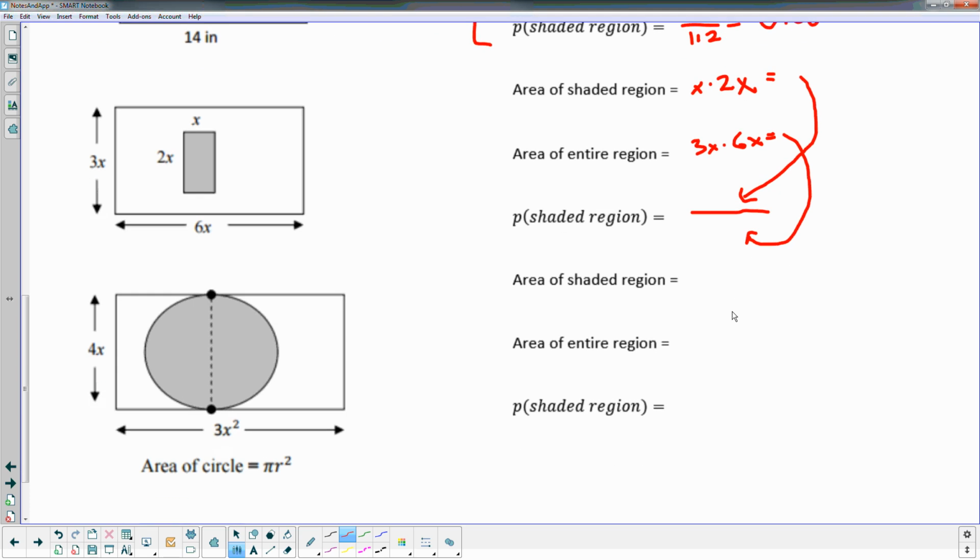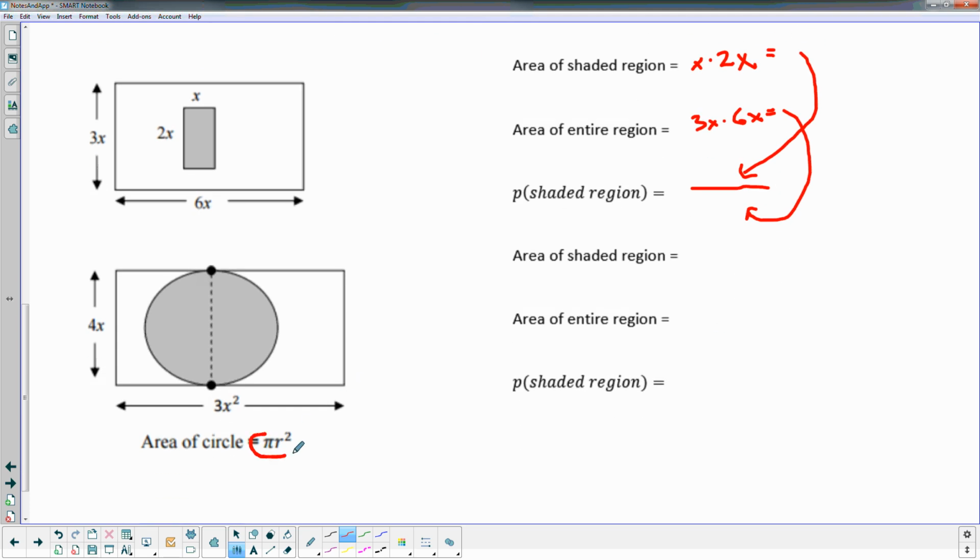And then the last one, the only other thing you need is the area of the circle formula. And that's going to make it a little bit cumbersome. It's going to make it a little bit difficult, but it'll be okay. The big thing you want to know is that this r is the radius, and the radius is the measurement from the center to the edge. So if the whole stretch here is 4x, this radius is actually going to be 2x.